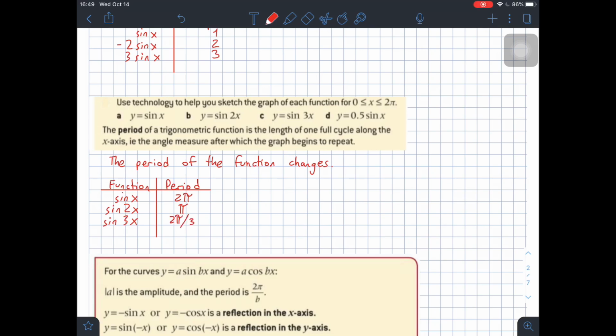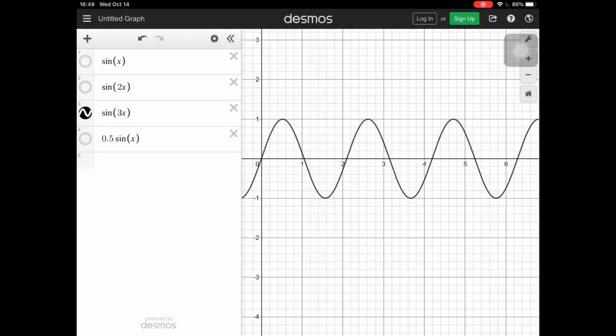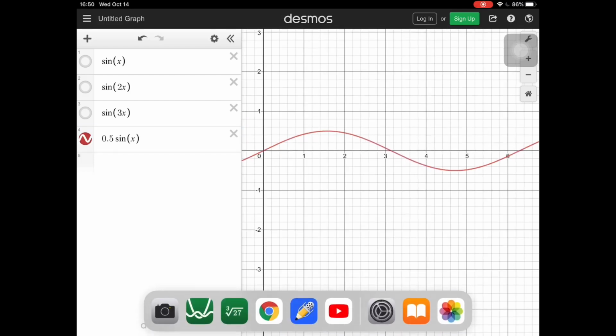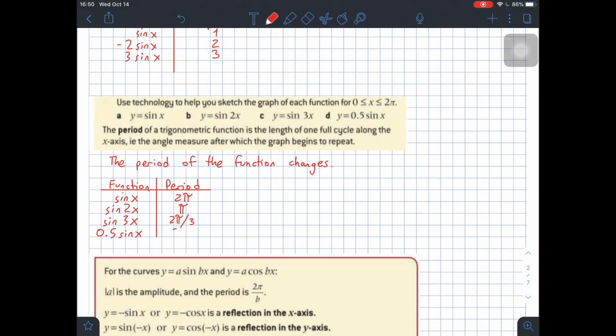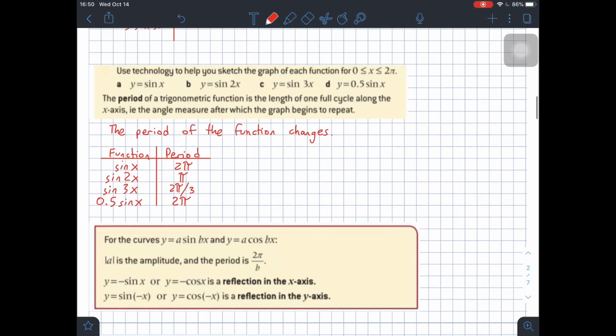divided by 3. And if the function is 0.5 times sine of x, we saw that the period does not change, right? Let me draw that again. If we draw this function, you see that it starts at (0, 0), and it ends right here, which is 2 pi. So the period remains the same as the original one, and it's again 2 pi. So if we apply this formula, you would see how the period works.